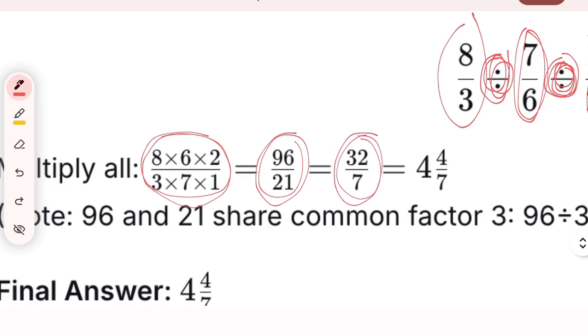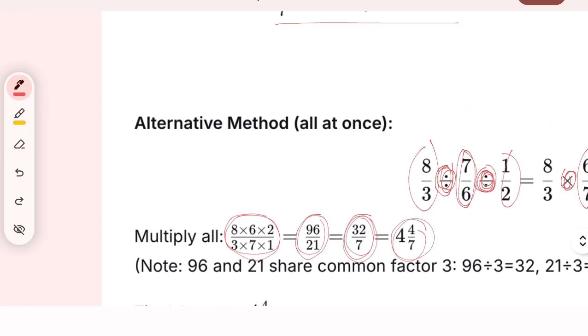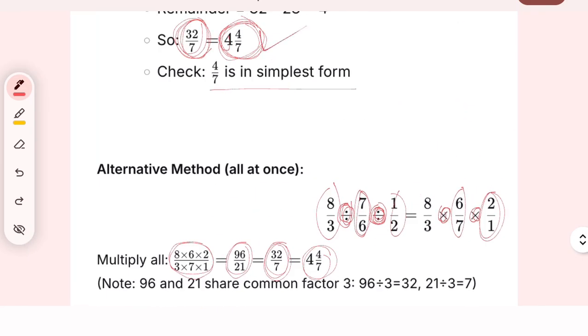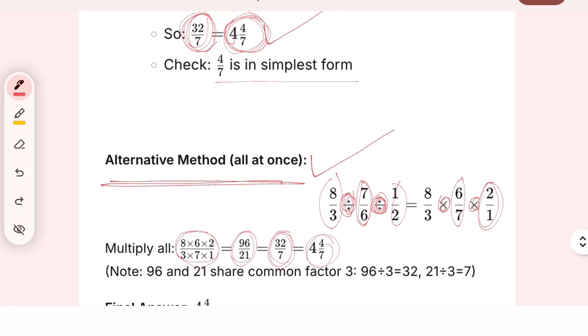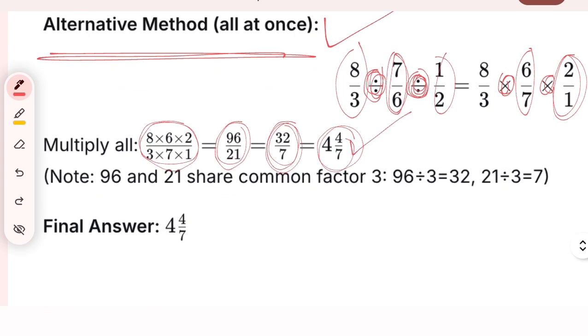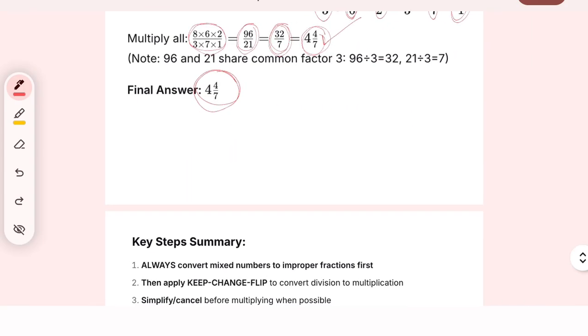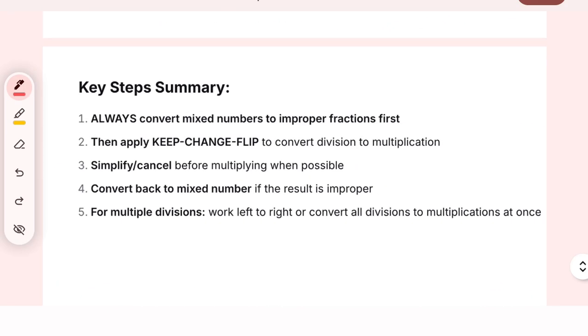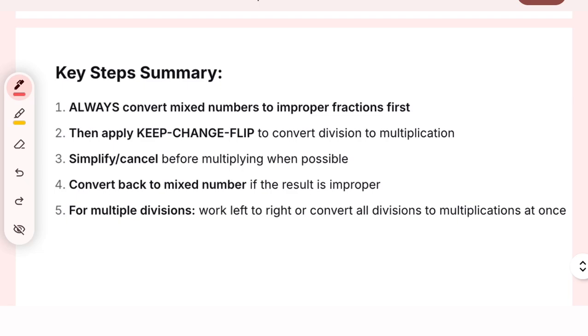And then 32 over 7 is an improper fraction. It could be changed into a mixed number. And as you can see, it's the same answer as the other one here. So this is just an alternative method where we converted everything all at once. But the answers must be the same. So the final answer is 4 and 4/7.